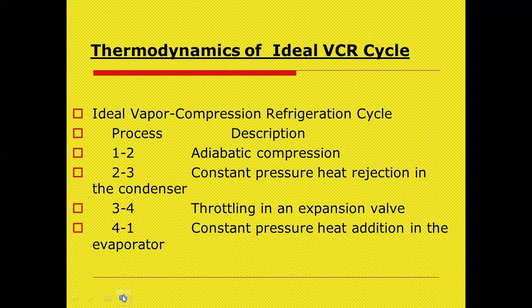మనం ఫ్లో చార్ట్ ఫిగర్లో చూసినప్పుడు, 1 to 2 is adiabatic compression process, 2 to 3 is constant pressure heat rejection in the condenser, 3 to 4 is throttling in an expansion valve, and 4 to 1 is constant pressure heat addition in the evaporator. So these are the four processes where we are using thermodynamic concepts of the ideal VCR cycle. We will discuss each one of these in detail.